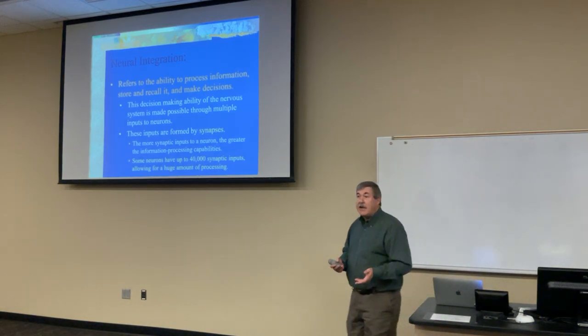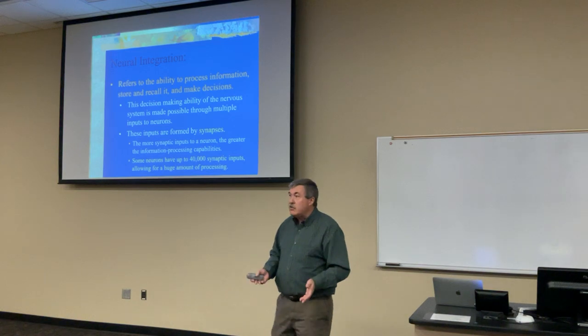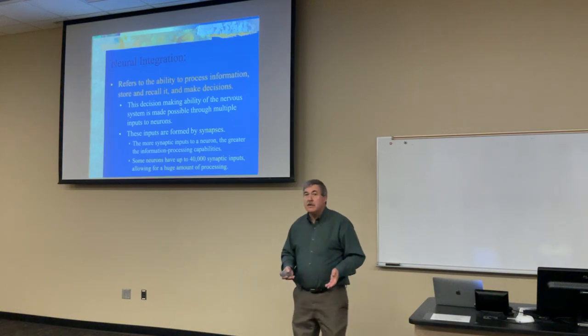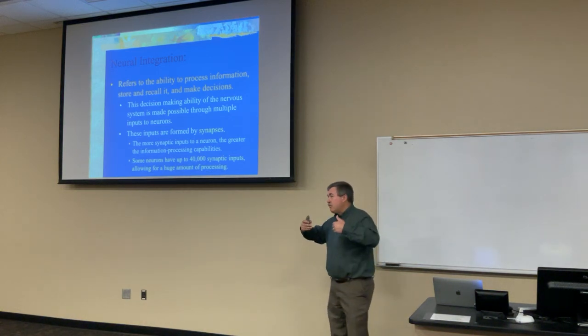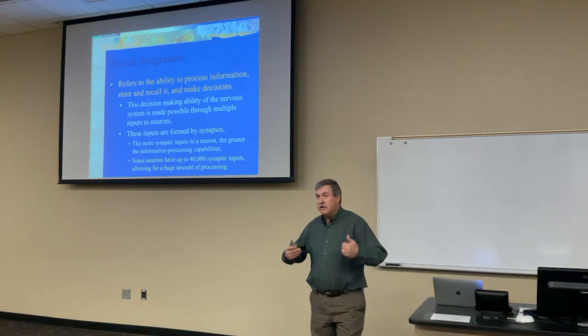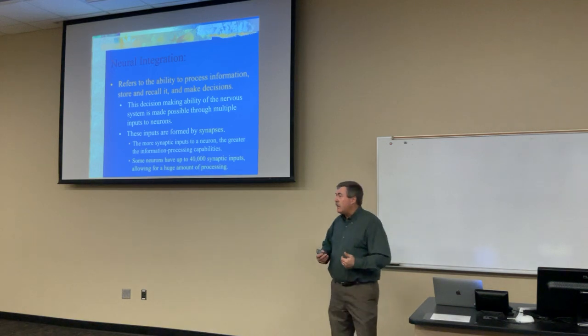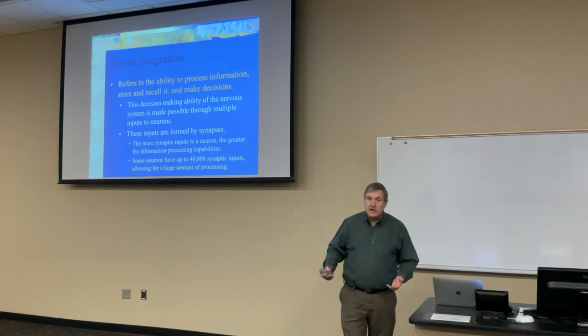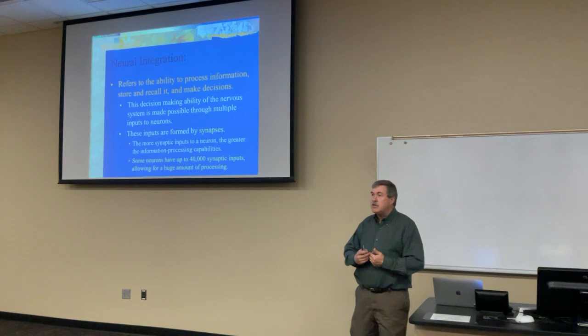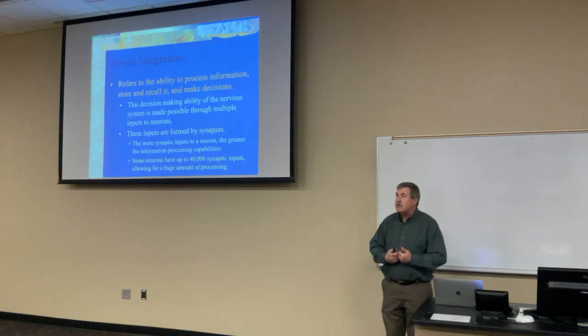Some neurons actually have as many as 40,000 synaptic inputs. So that's one of the reasons why the brain can do so many amazing things. We can learn how to do things, we can store things in memory. It's all a result of all these synaptic connections between neurons.